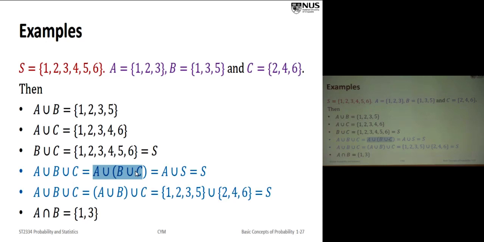Why does it make life easier? Well, because we know that the union of B and C is the sample space S. Okay, so now A union B union C, of course, is A union S. And A union S is the sample space.